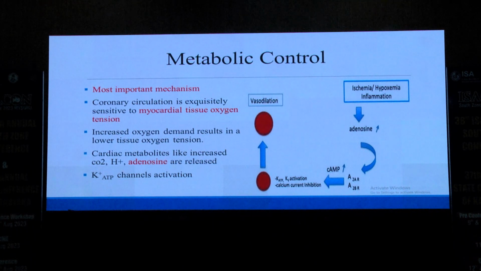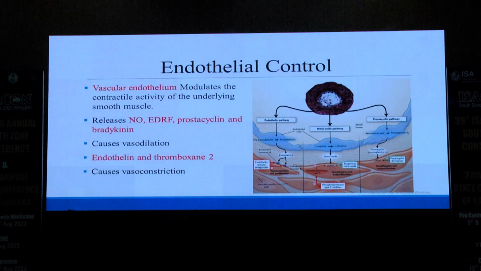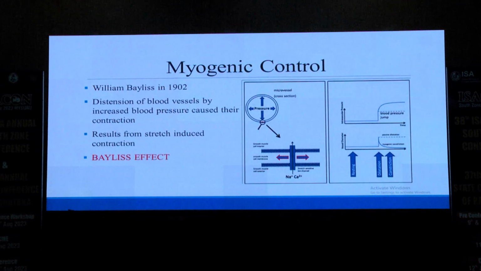One more factor which influences tone is the endothelium, which modulates the contractile activity of the underlying smooth muscle by releasing factors such as nitric oxide, endothelium derived factor, bradykinin, and prostacyclin, which cause vasodilation.